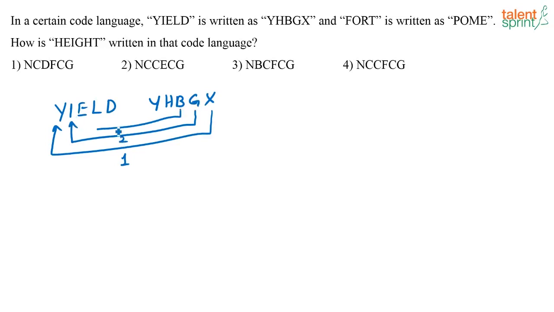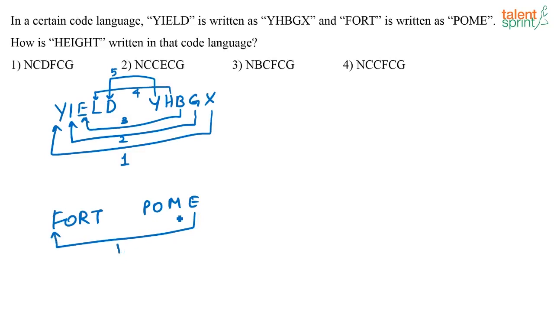GHI. B plus 3 is E, right? B, C, D, E. Similarly, H, I, J, K, L. So H plus 4 is L, and last one is Y. So Y plus 5 is D. So this is the logic that they have used here. Similarly, if you look at FORT and POME, same logic, FORT, POME. So here E plus 1 is F, M plus 2 is O, O plus 3 is R, and P plus 4 is T. Going by the same logic, how will height be coded?